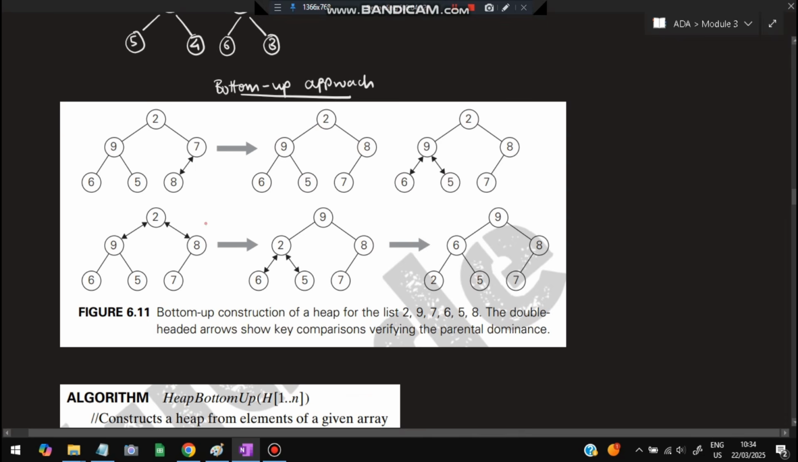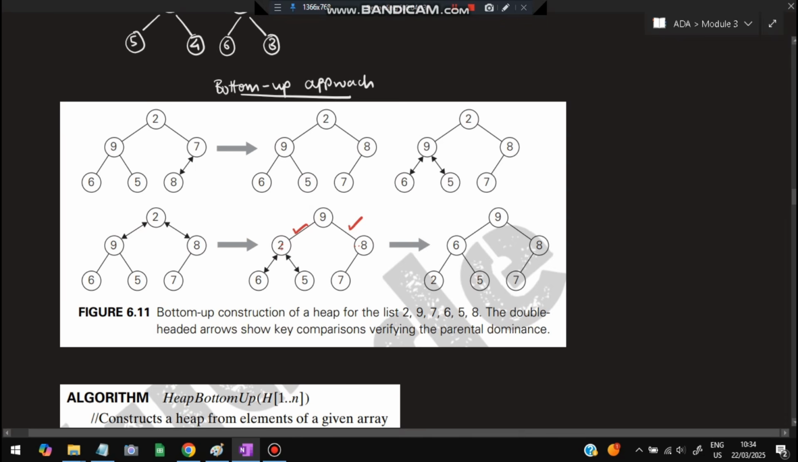How do we exchange? Observe carefully. We'll compare 9 and 8 with 2. Is 9 greater or 8 greater? 9 is greater and 2 is smaller, right? So we'll exchange 9 and 2. Whichever is greater, that we have to exchange. So 9 comes here and 2 comes here. 8 will remain as such. Now the criteria is fulfilled here.